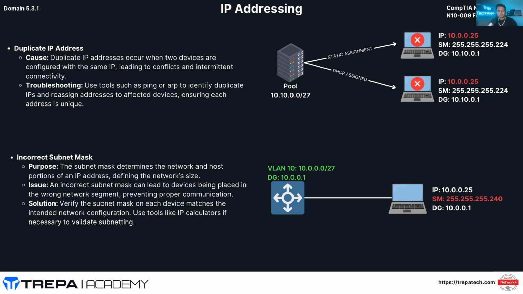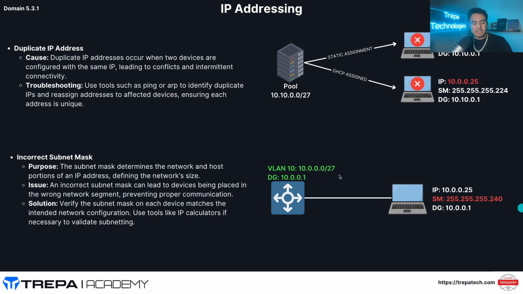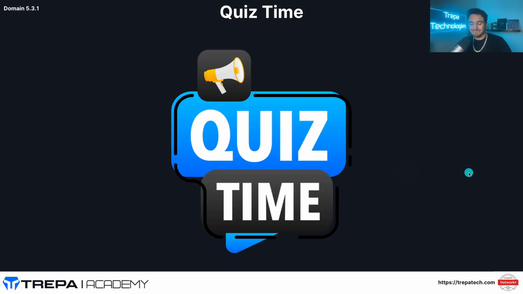And then incorrect subnet mask. So right here, we have again this user. It's in the 10.0.0.0/27 network. So good IP address, good default gateway, but we gave it a /28. That's going to mess us up because that doesn't work. If we're 10.0.0.25 as /28, that means our range is .16 to .31 when we should be in the network .0 to .31 total network, right? The /27 here.